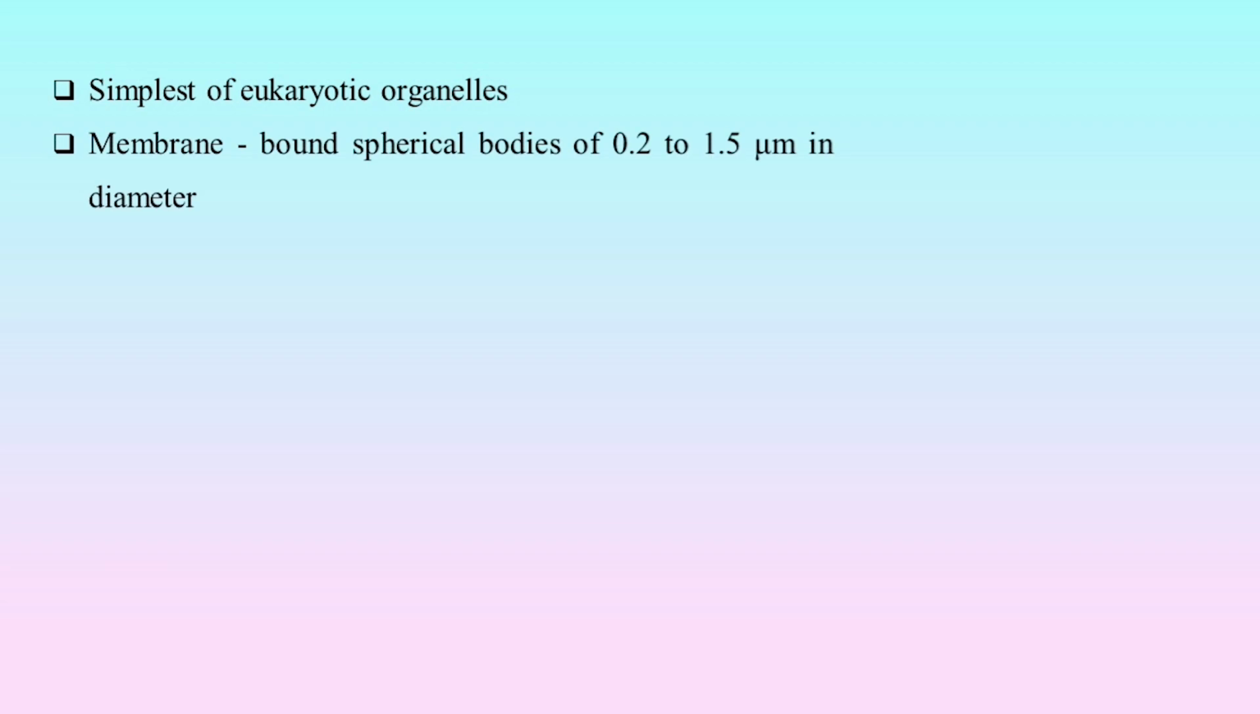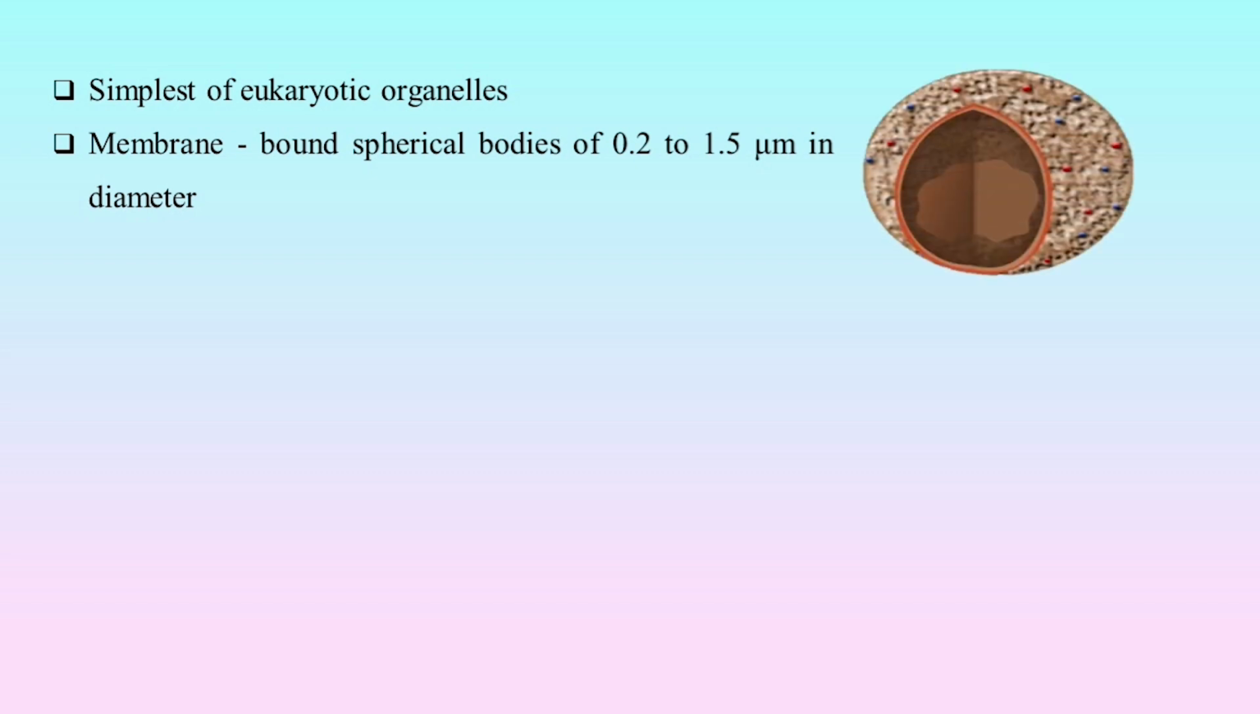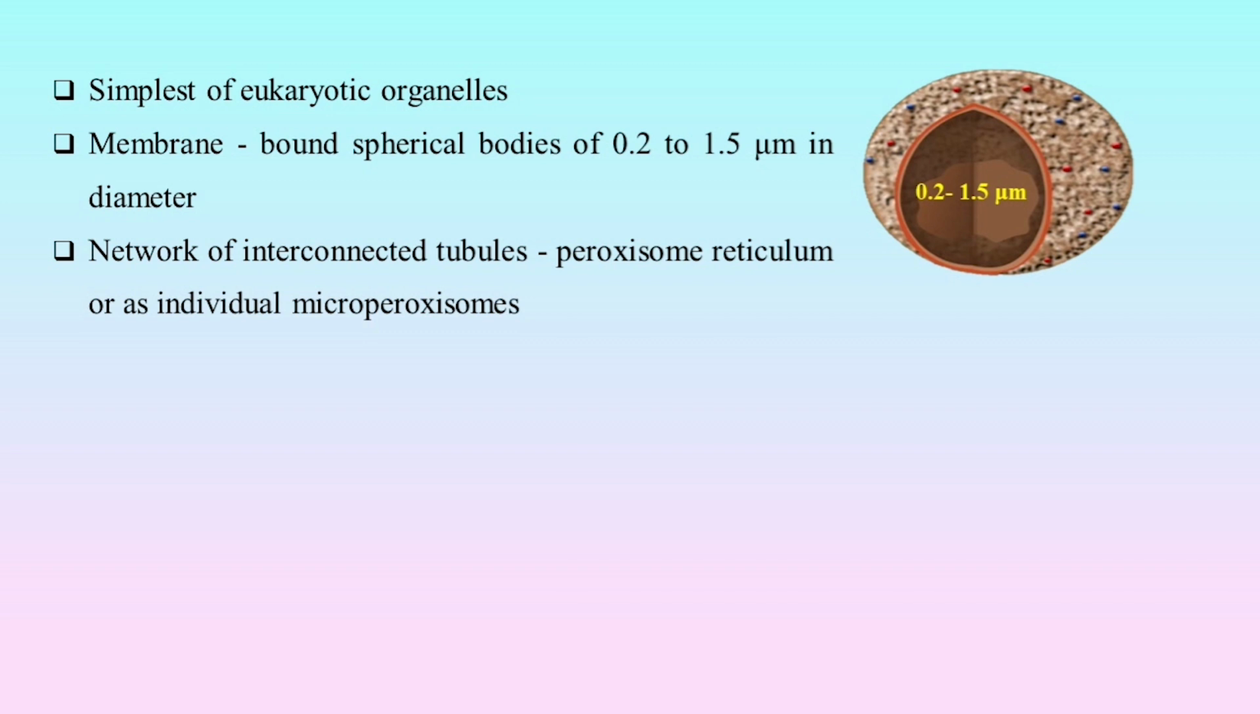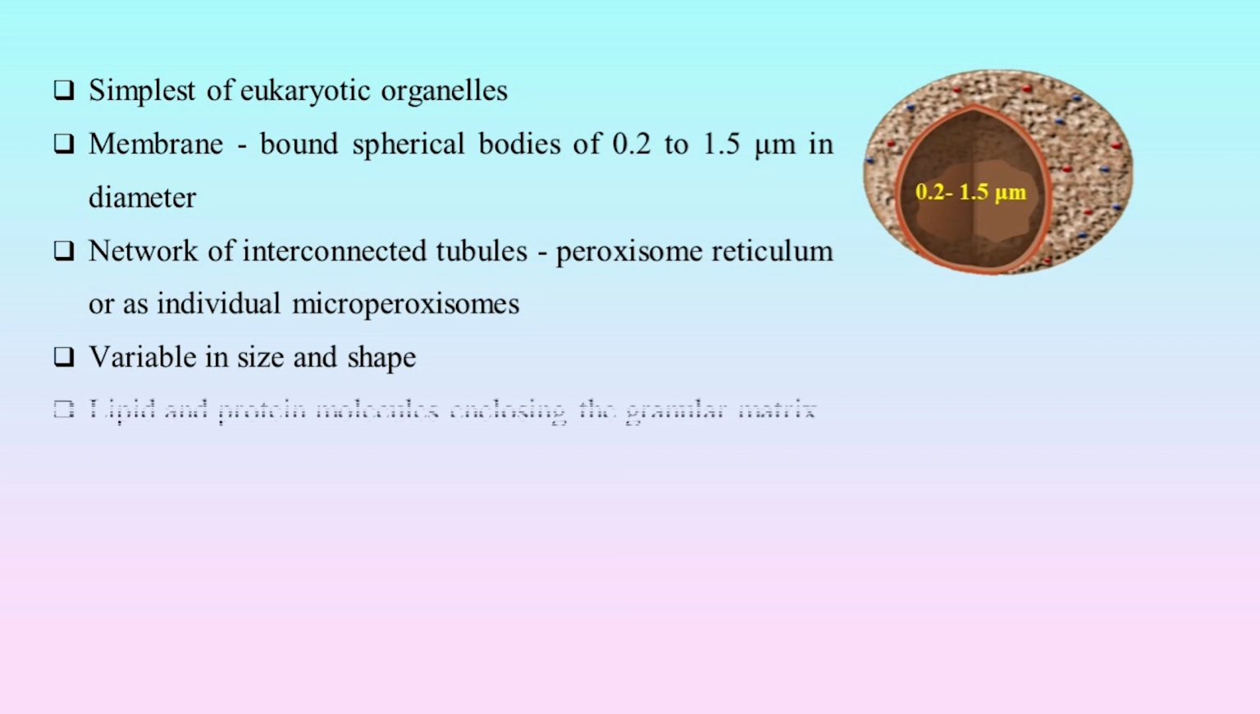Structural features of peroxisome. Peroxisomes are one of the simplest organelles among the eukaryotic organelles. Peroxisomes are membrane-bound spherical bodies of 0.2 to 1.5 micrometers in diameter. They exist either in the form of a network of interconnected tubules called peroxisome reticulum or as an individual microperoxisome. They are variable in size and shape depending upon the cell shape and size and are usually circular in cross-section.